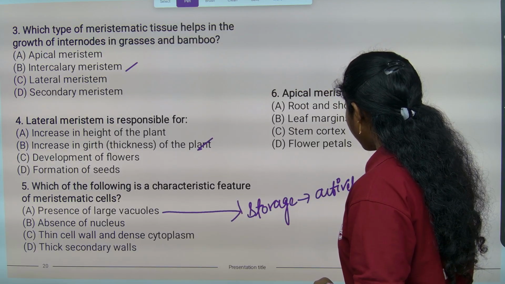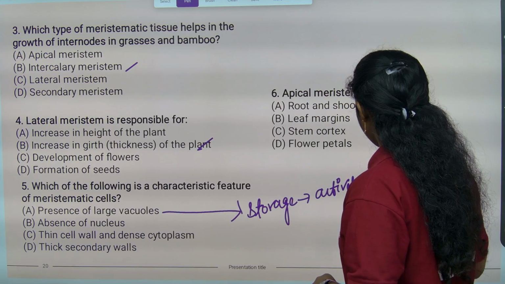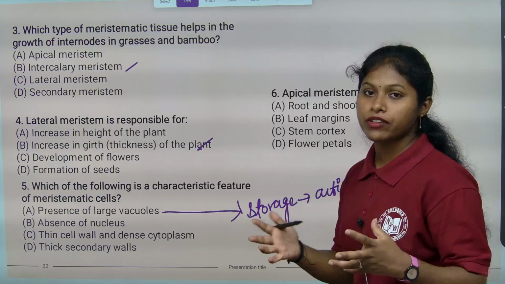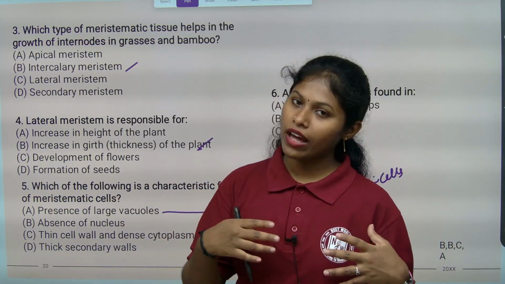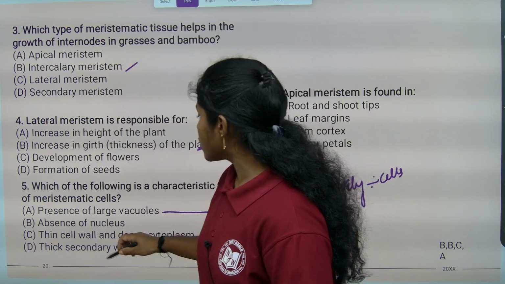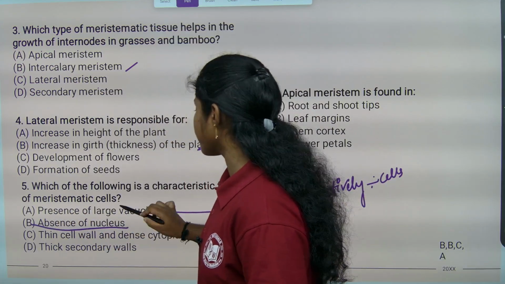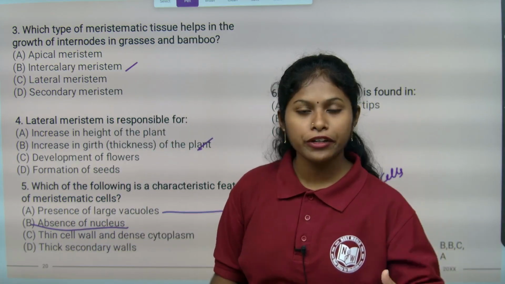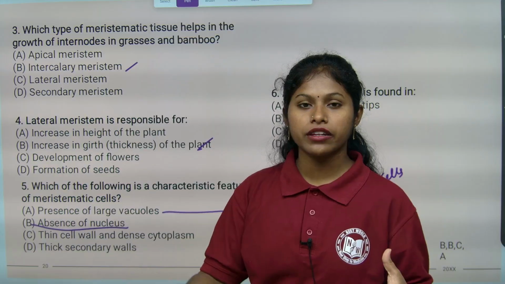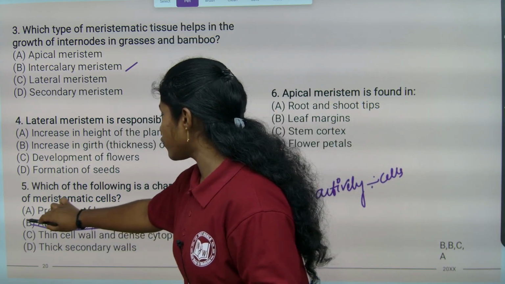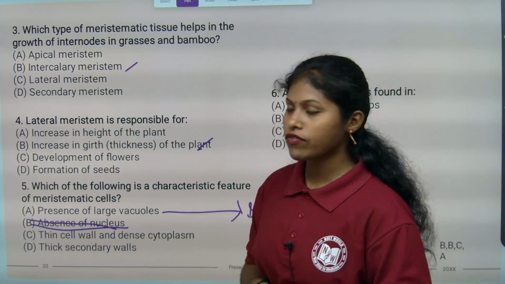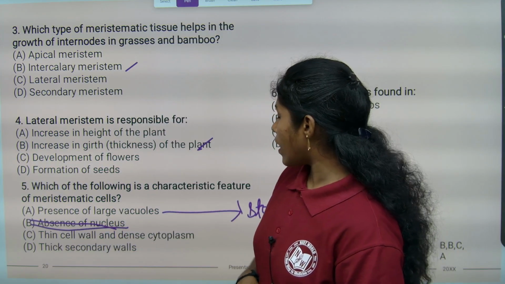As they are actively dividing cells, they don't have a specific role for vacuoles, right? Even if they are there, they don't have any great function. They are reduced. Absence of nucleus, no. They have a prominent nucleus because it is involved in division. The nucleus is required for cell division, right? So absence of nucleus is not a characteristic feature of meristematic cells. Thin cell wall and dense cytoplasm.